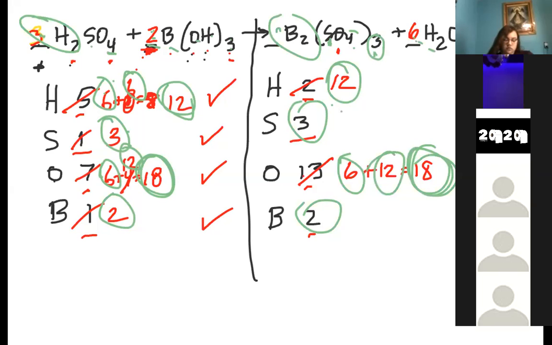So therefore, my answer to this question is, let me just erase this right here and make it easier. My answer is 3, 2, 1, 6. And because there is a 1 in this blank right here, that means all my coefficients are as simplified or reduced as they can be.